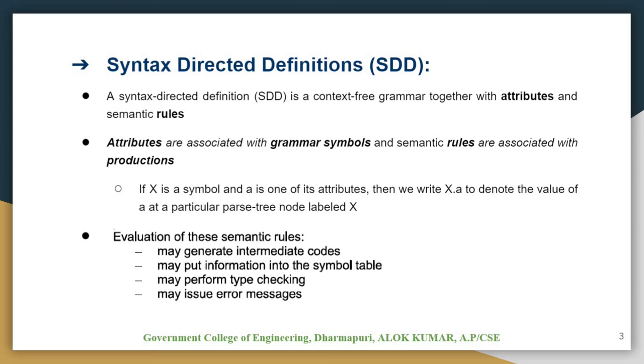Okay, so evaluation of these semantic rules may generate intermediate codes. It may put information into the symbol table. It may perform type checking. It may issue error messages.